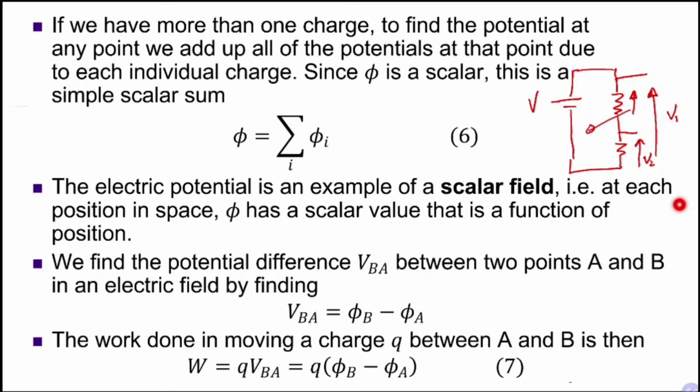Okay, so similarly in here, the potential difference is the difference of the electric potential of the 2 points, point A and point B. And then you can work out the work done to move a charge between those 2 points by simply multiplying that potential difference with the charge that you want to move. And that will be equal to Q (phi B minus phi A).